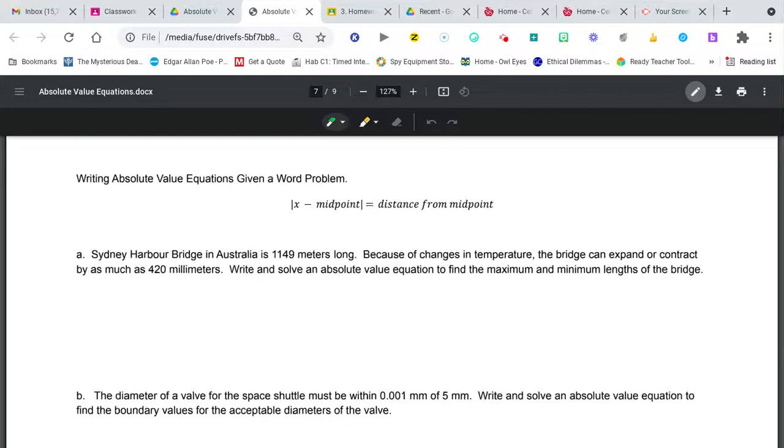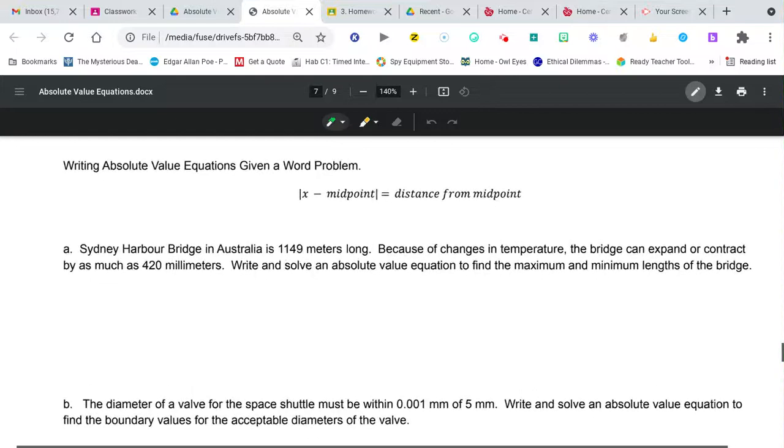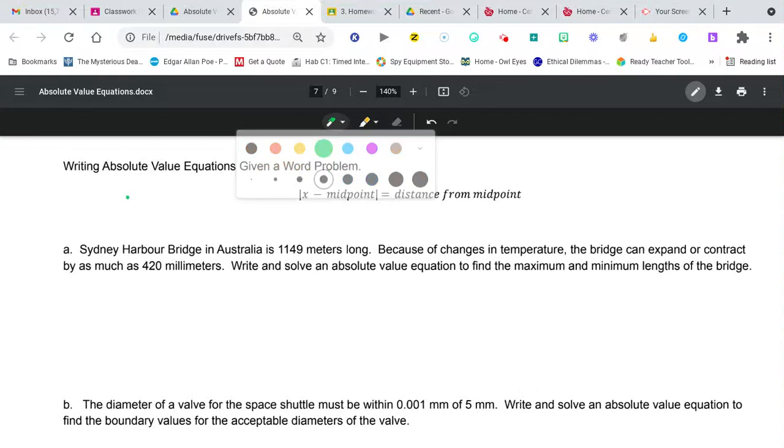All right, for this video, we're going to get into the three application problems I spoke about yesterday. So in order to write an absolute value equation given a word problem, such as these that are listed below, you can still go with x minus the midpoint. The absolute value of x minus the midpoint equals the distance from the midpoint.